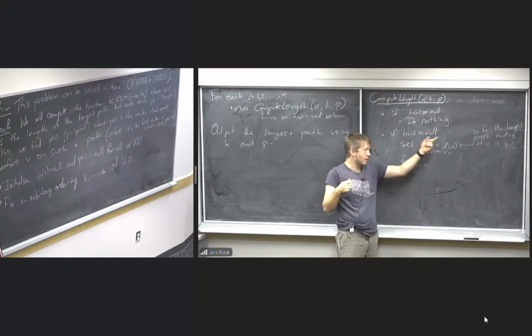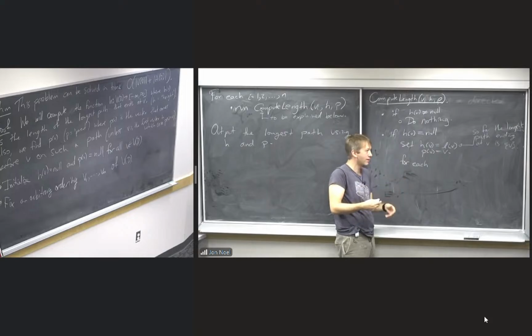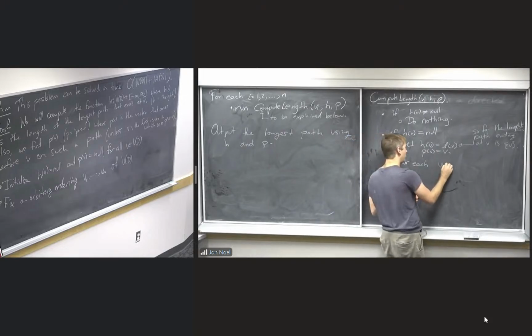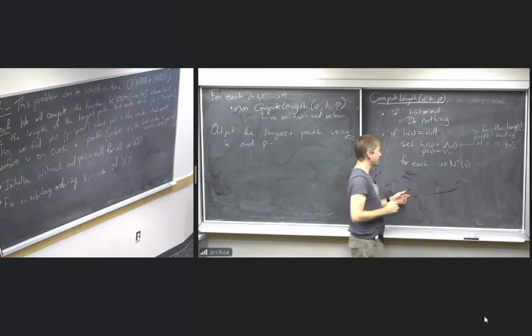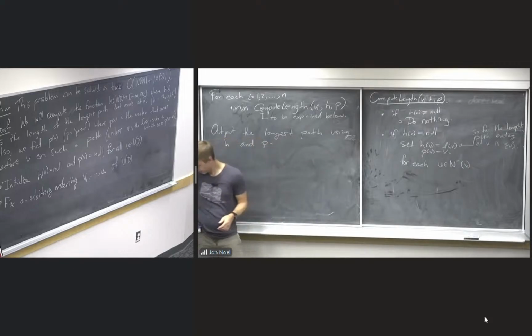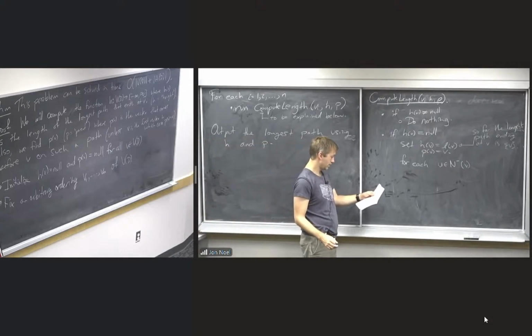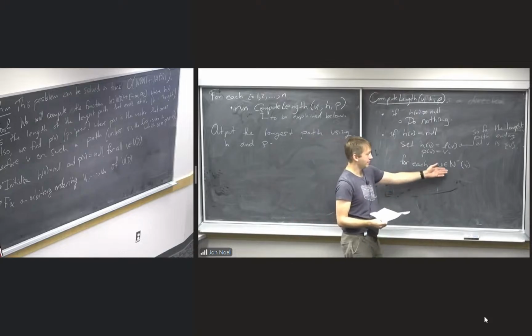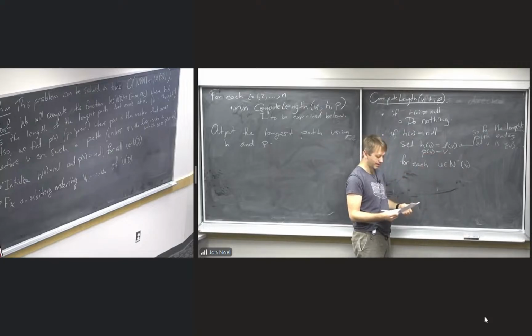Now, either the longest path ending at v is just the path containing v, or it must go through one of its in neighbors. So we'll go through all the in neighbors and see if we can do better. So for each u in the in neighborhood of v, of which there could be none, right? There might be no in neighbors, in which case we would just stop here, basically.